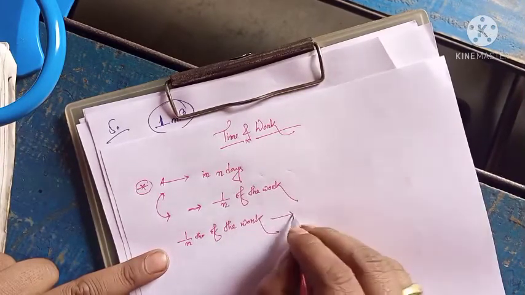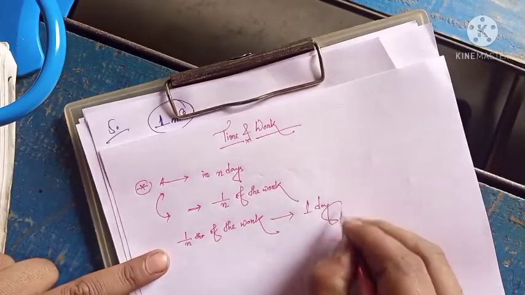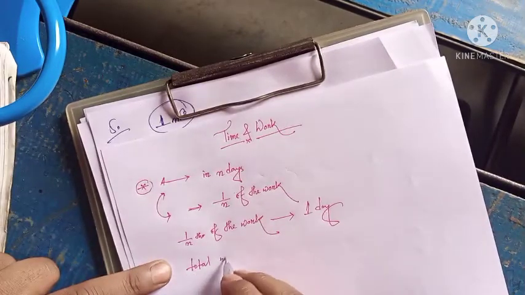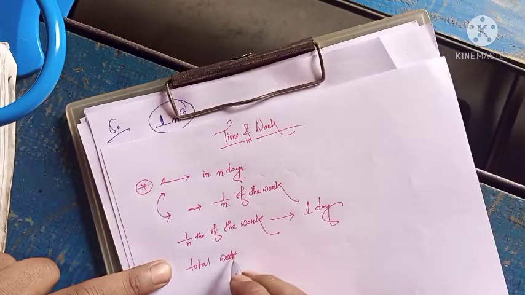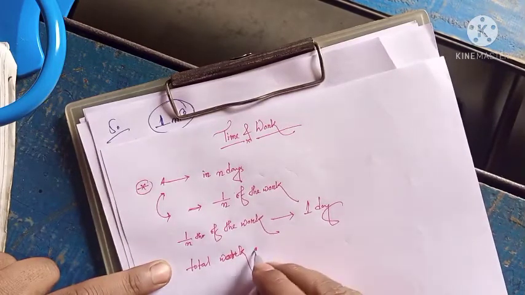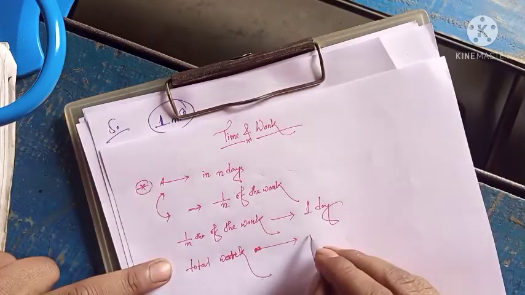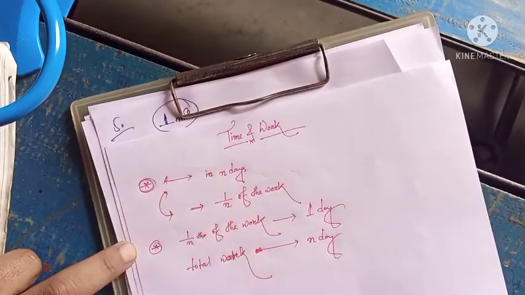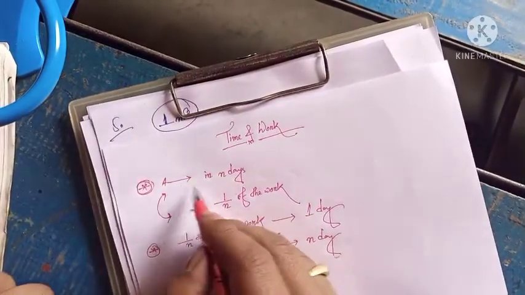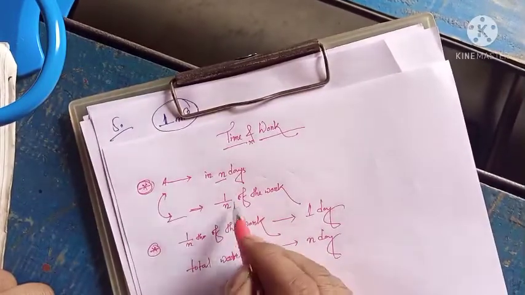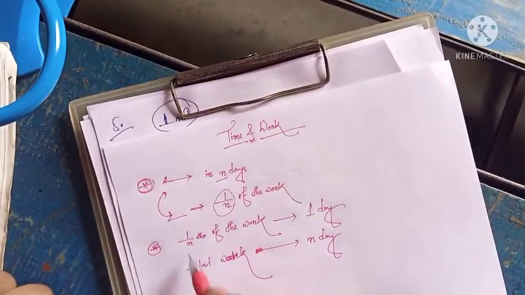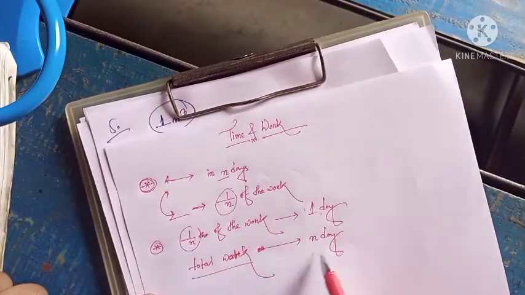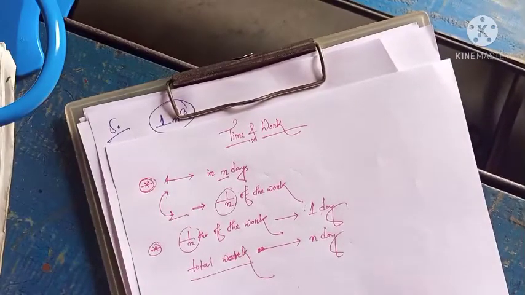or conversely, if a man can do 1 by nth of the work in 1 day, then the total work can be done in n days. So what is the point? If a person can do a work in n days, then in 1 day the man can do 1 by nth of the work. In other words, if a man can do 1 by nth of the work in 1 day, then the total work can be done in n days.